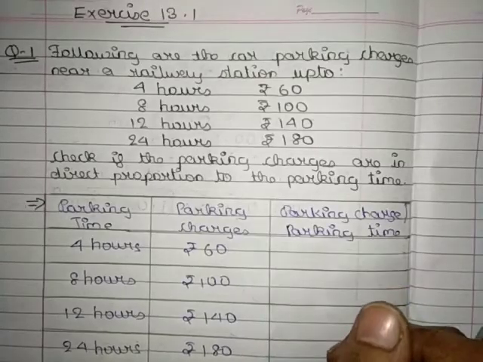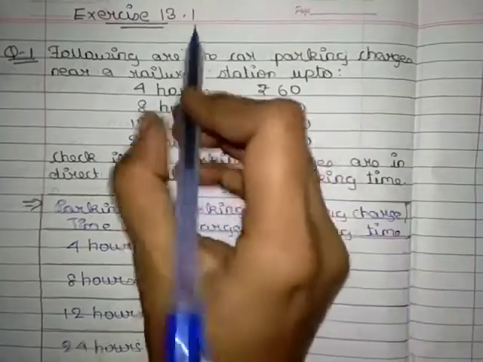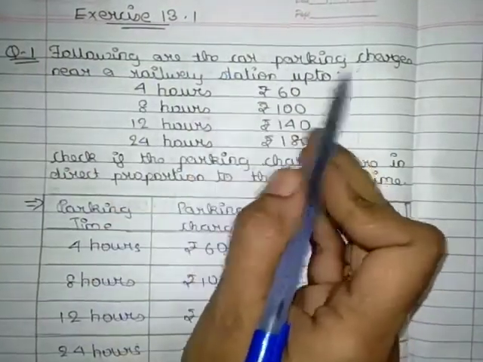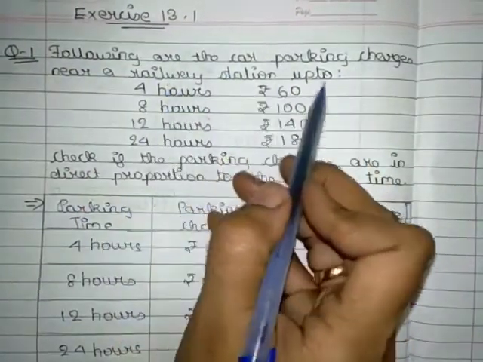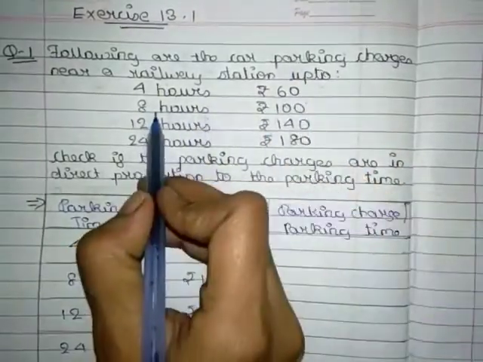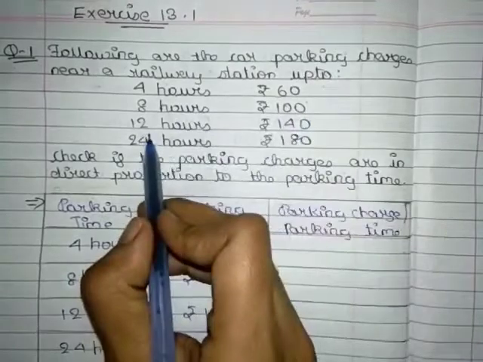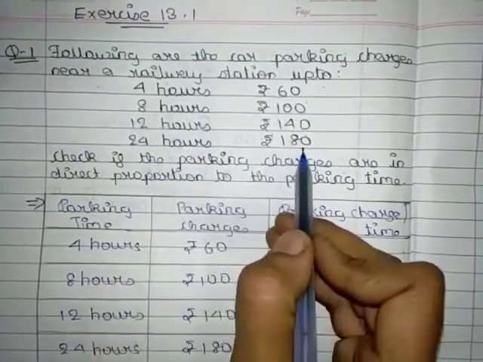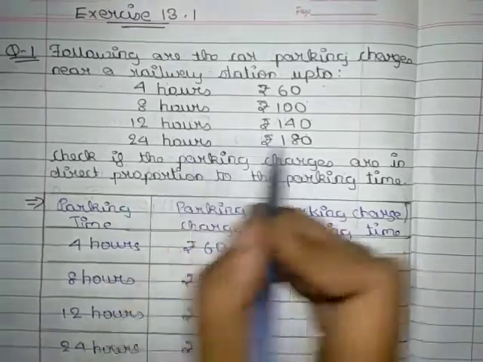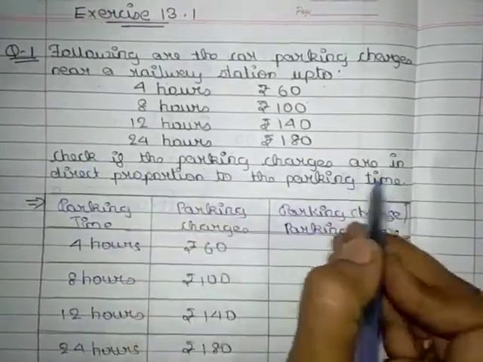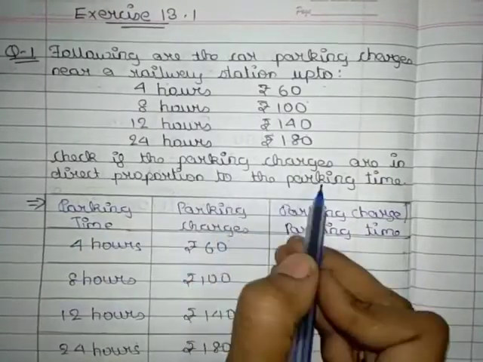Good morning, students. Let's start with a new exercise, that is 13.1. Question 1. Following are the car parking charges near a railway station. Up to 4 hours it is rupees 60, for 8 hours it is rupees 100, for 12 hours it is rupees 140, for 24 hours it is rupees 180. So check if the parking charges are in direct proportion to the parking time.